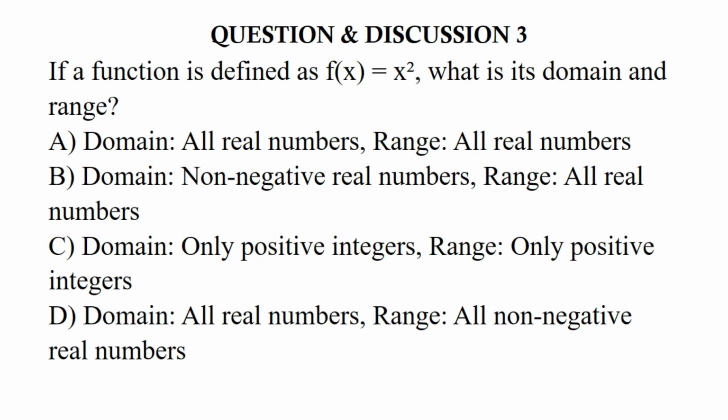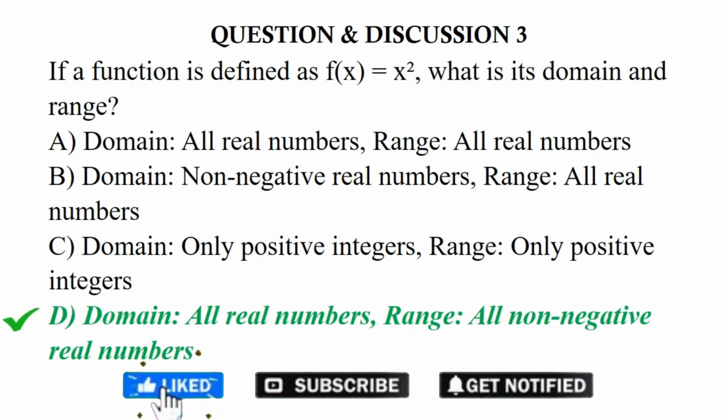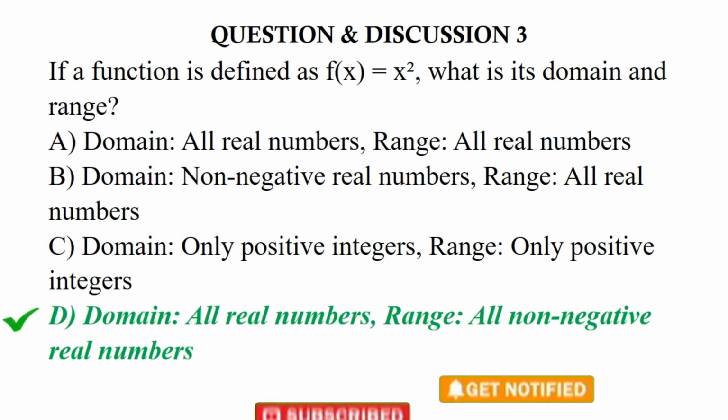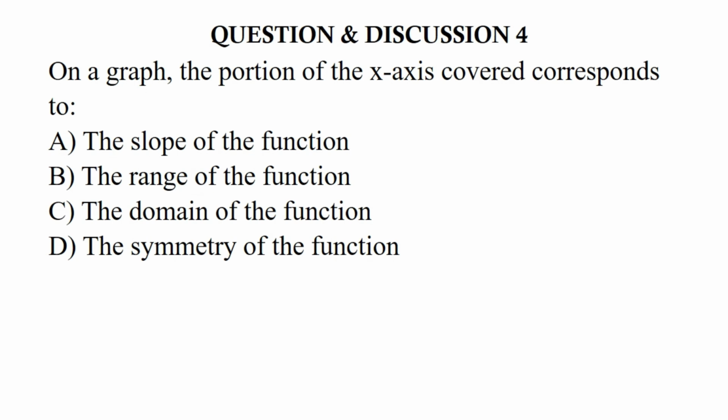For the range, we examine the possible outputs. Squaring a number never produces a negative result. The smallest value is 0 when x equals 0. As x increases or decreases without bound, x squared grows larger, giving outputs from 0 up to infinity. Hence, the range is all non-negative real numbers, starting at 0 and extending upward.